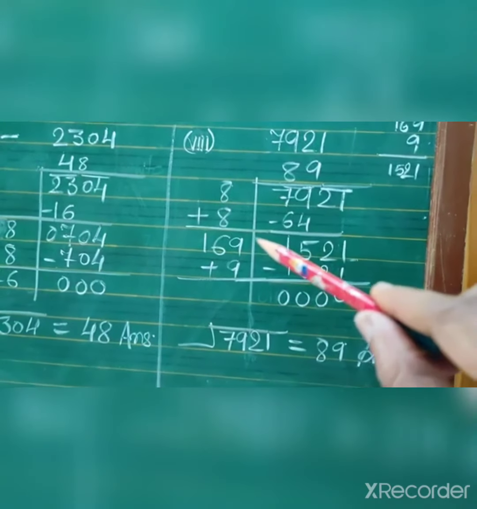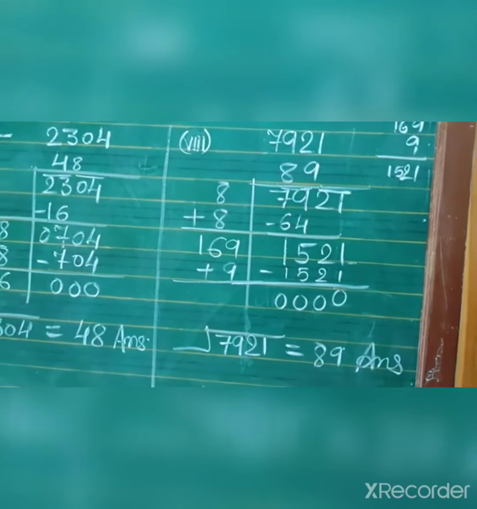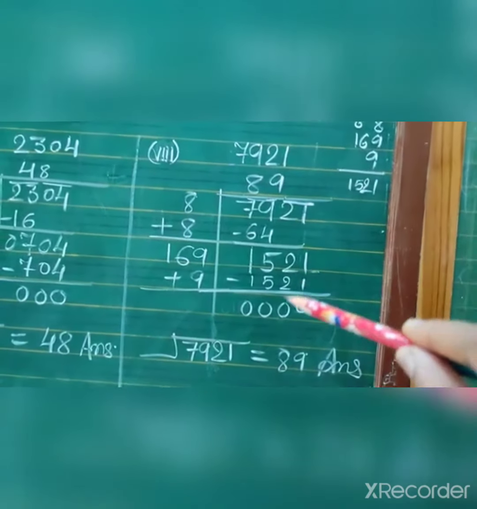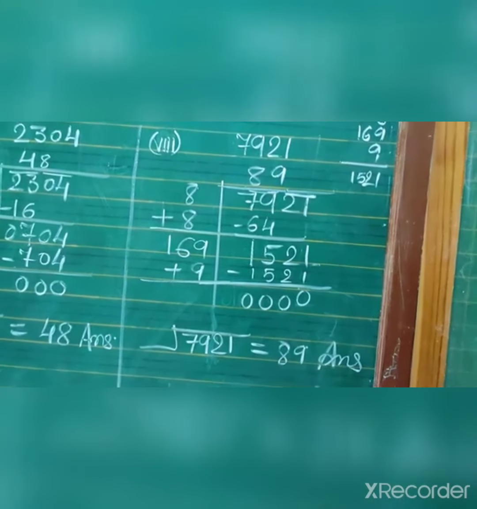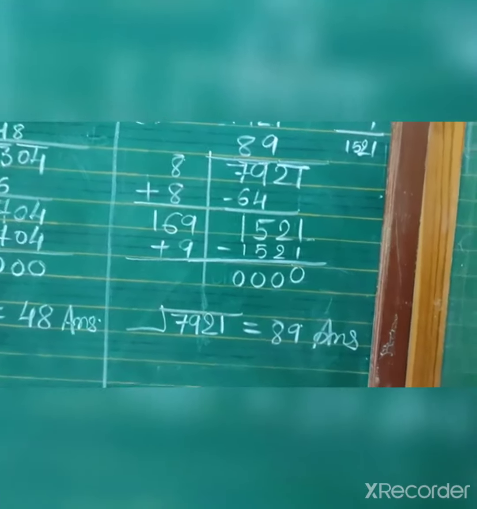Then again you will multiply this. 9 9s are 81. That means in that number also you have to multiply. So you will get 1521. So the answer is 89. Square root of 7921 is 89.